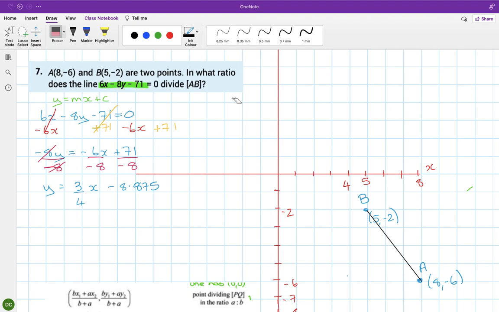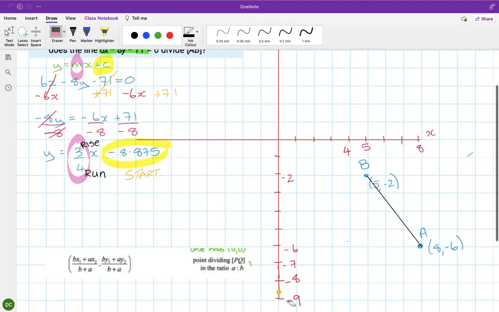So this is the y-intercept, and that's where we start. And then this is the slope. It needs to be a fraction, which it is. The top is the rise and the bottom is the run. The 8.875 doesn't have to be that accurate, so almost 9, I suppose. And then we're going to run 3. You can see my little eraser here. I'm going to run 1, 2, 3.